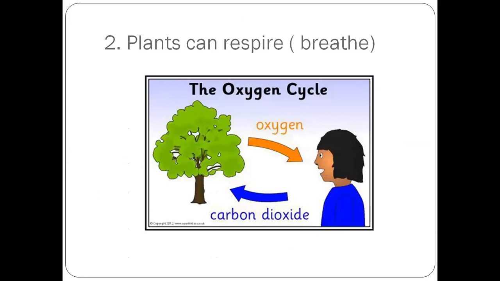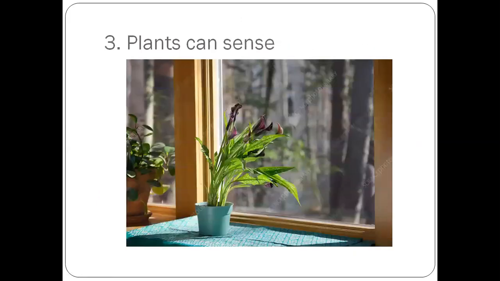Good, let's continue. Plants can respire. When we say respire, it means they can breathe. You know, when we human beings breathe in oxygen, and when we breathe out our carbon dioxide, plants also breathe that in. So plants can also breathe. That is one of the reasons why they are also living things, okay?